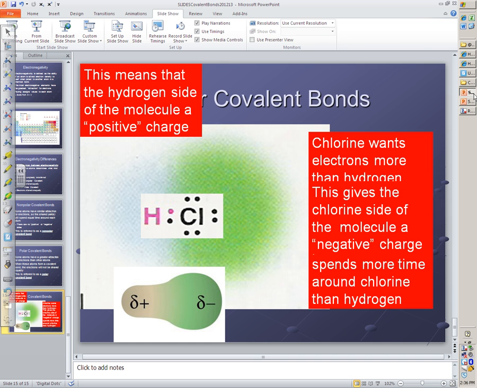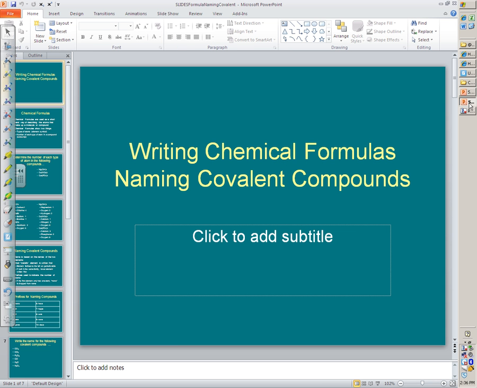Okay. All right, so the last part of your quiz for tomorrow will deal with formulas and names for covalent compounds. We've already discussed formulas and names for ionic compounds. Formulas and names for covalent compounds are a little bit different, in some ways easier, in some ways harder. First, and this is the sheet that I gave you today.